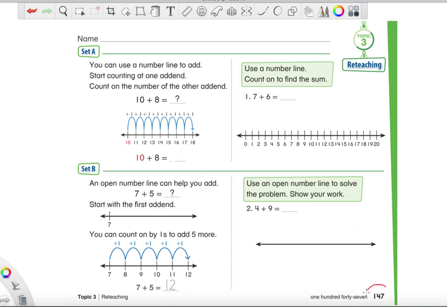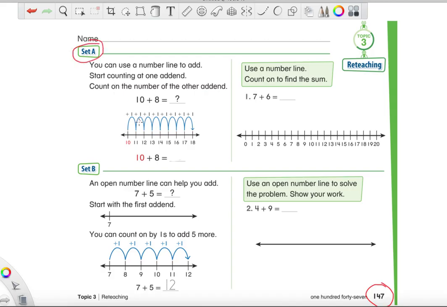Today we're on page 147. We're going to review Unit 3. Okay, so we're going to go through at least one problem from each section that we did, just to refresh our minds before we have any quizzes or anything. Alright, so let's start with set A at the very top.